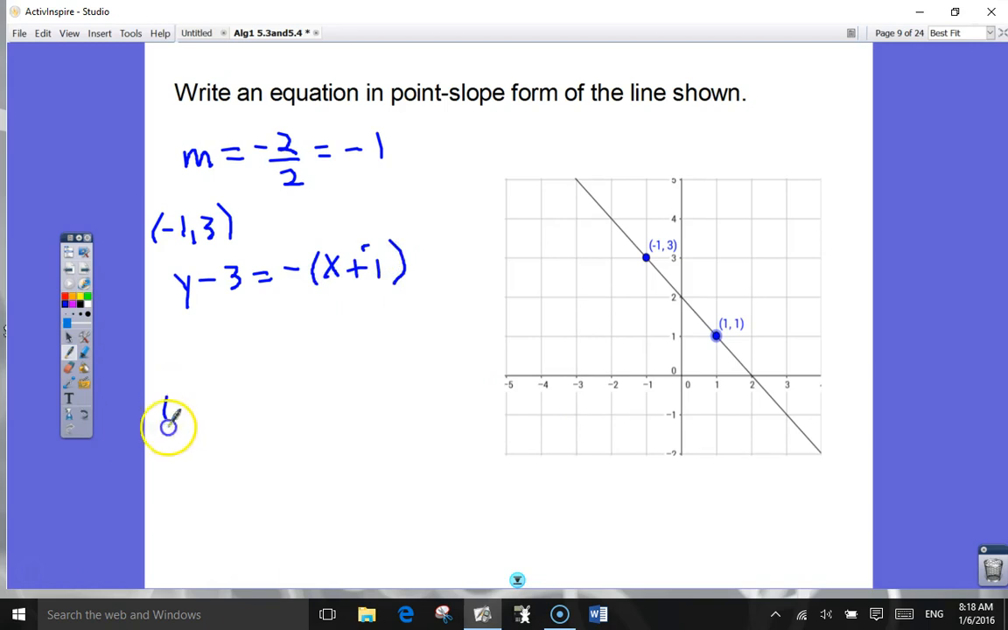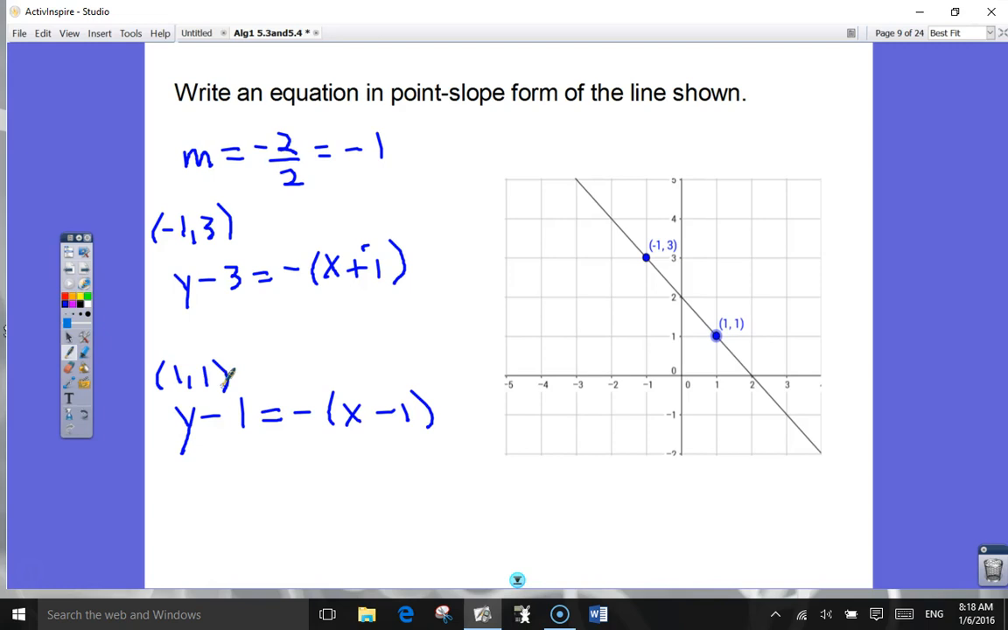Right? If I use the other point, I'm going to get y minus 1 equals -x minus 1. Sorry, I should have put in the 1, 1. So you'll get a different equation depending on which point you use. But if you solve for y, it'll be the same. In the end, this is the same line. So you don't have 2 equations of a line, just a different form.